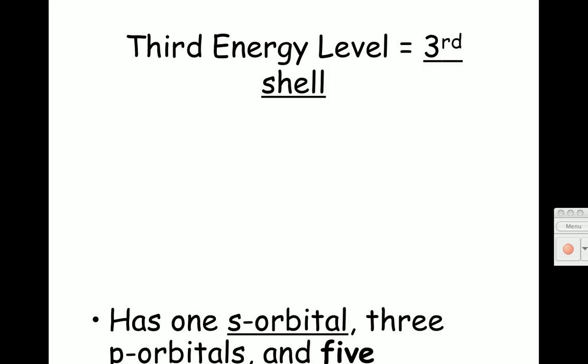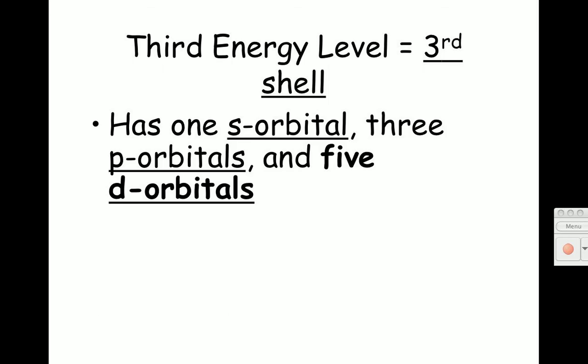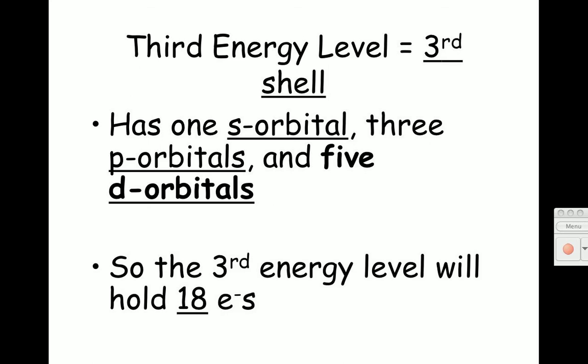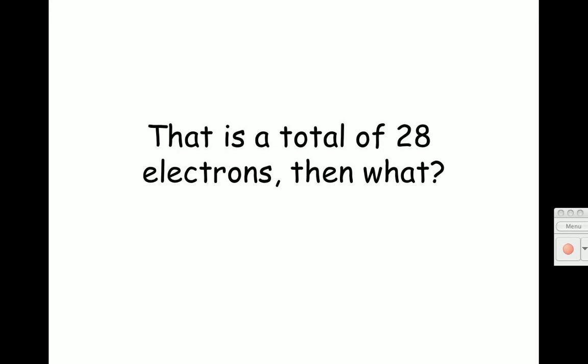The third shell has 1 s orbital again, 3 p orbitals again, and we add a new type of orbital, and we have 5 of them, and they are called the d orbitals. Now, we know that s holds 2. We know that the 3 p ones hold 6 total. So 2 and 6 is 8. 5 d orbitals hold a total of 10 electrons. So this level itself, this shell, can hold 18 electrons. So this gives us a total with energy levels 1, 2, and 3 of 28 electrons. So now what? Now I'm at 28.